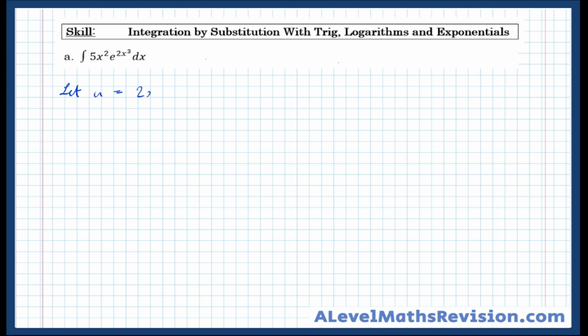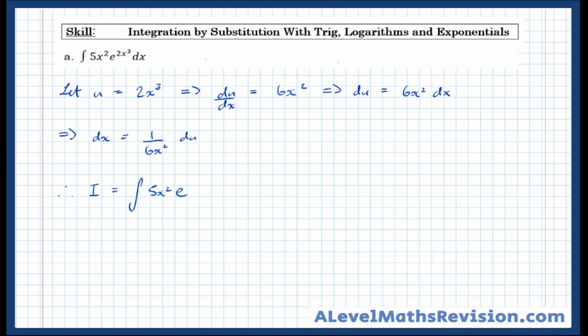So let u equals 2x cubed, which means that du by dx equals 6x squared, which means that du equals 6x squared dx. You might want to pause it, have a go at yourself, check the answer against mine in a moment. Which means that dx equals 1 over 6x squared du. Therefore, transforming our integral to the integral of 5x squared e to the power of u, and instead of dx, we're going to write 1 over 6x squared du.